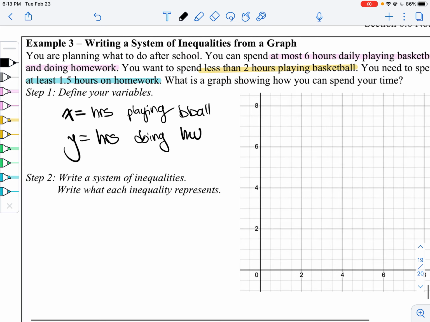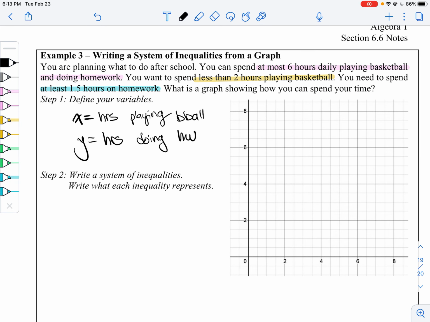Well, what do we know? Let's look at all of our information. First, we know that we can spend at most 6. So we spend less than or equal to 6 hours playing basketball and doing homework. We found that out from our pink statement.